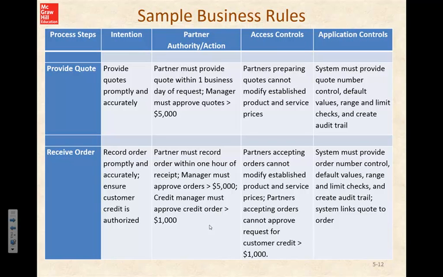So our access control, again, that limit on who can use and change records in our system. Partners accepting orders cannot modify established products and service prices. Partners accepting orders cannot approve requests for customer credit over $1,000. And our application controls that ensure our data integrity. We've got an order number control. We've got default values, range and limit checks. And looks like we've got system link quotes to the order.